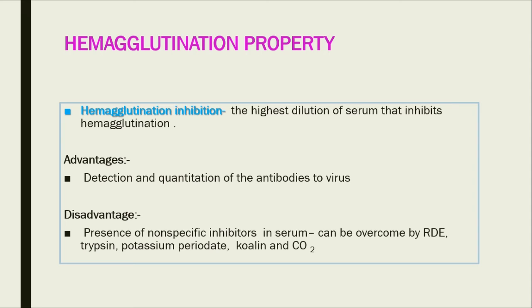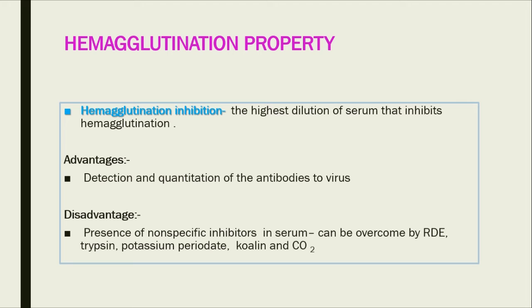Now, hemagglutination inhibition is the highest dilution of serum that inhibits hemagglutination. So we also use hemagglutination inhibition analysis for the detection and quantitation of antibodies to virus. So if there is hemagglutination inhibition in the highest dilution, that means the collected serum sample has a high amount of antibody. That means the person is super immune or super active against this viral infection. But the major disadvantage of hemagglutination inhibition is the presence of non-specific inhibitors. We don't know what is actually inhibiting this hemagglutination.